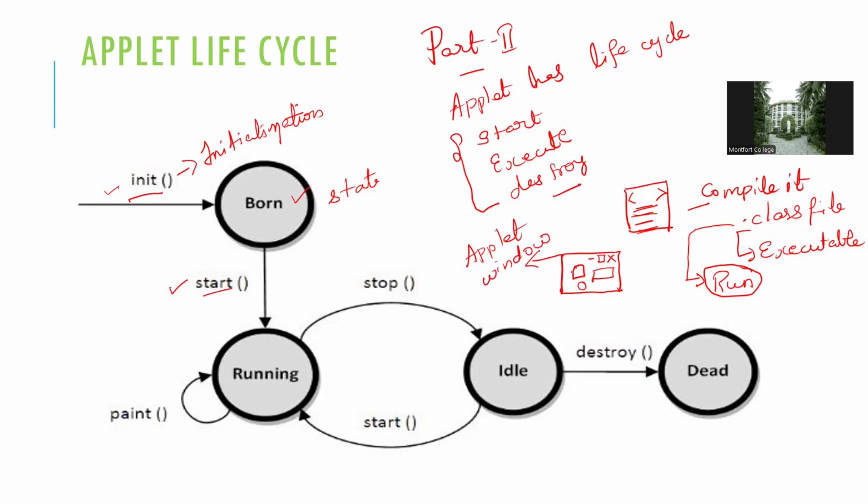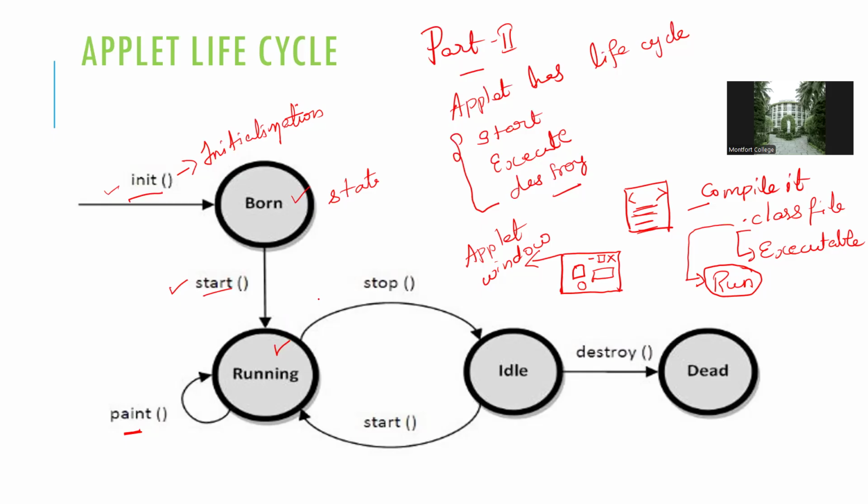In this applet window, it will be plotted. Plotted means drawn. So when it is drawn, which method will draw this one? This will be drawn by the paint method. So we will have the paint method here. Once the components or objects or figures are drawn into the applet window, that state is called the running state.